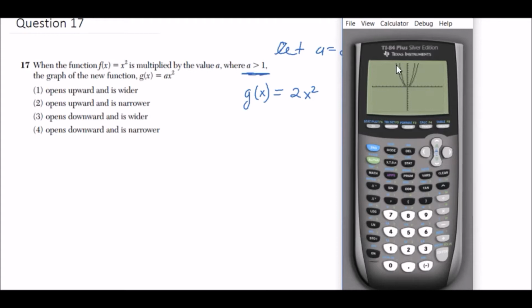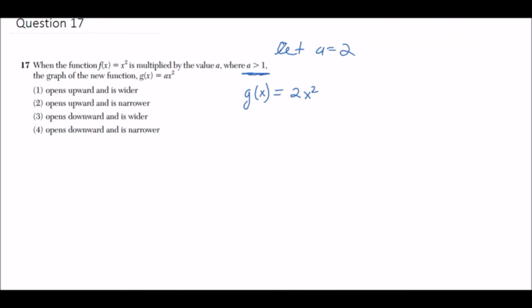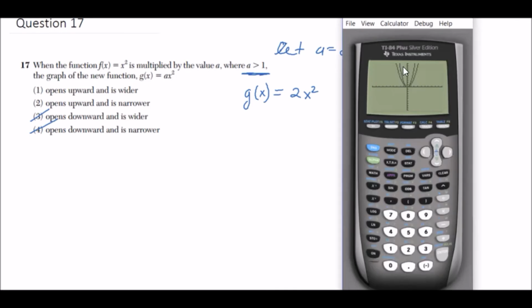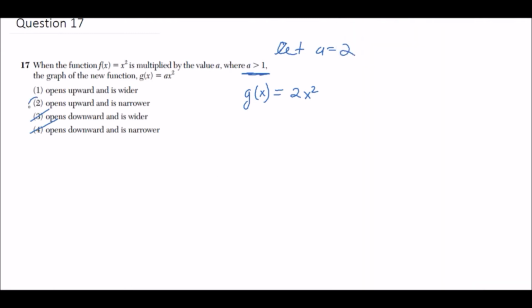So if we take a look here, the first one is our original x squared, and the second one is 2x squared. Well, it definitely opens upward, just like the original one, so we can go ahead and eliminate 3 and 4. And the second one, which was 2x squared, does appear narrower. So the answer is choice 2.